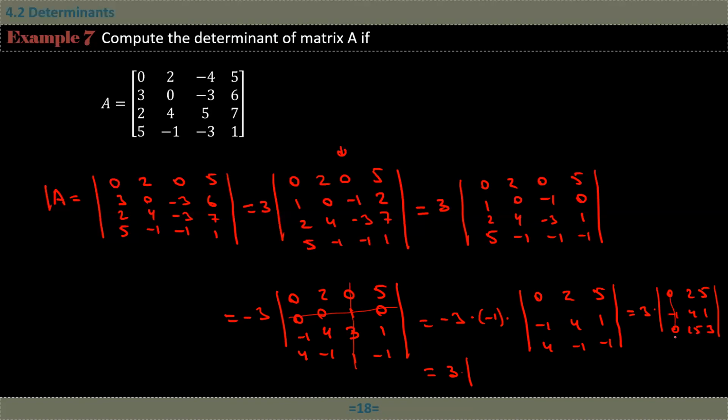And if you delete this row and column, what do we have here? Here we have 2, 5, and 15, and 3, which is equal to 3 times 2 times 3, 6, minus 5 times 15, 75. That's equal to minus, what is it? It is 3 times 69. That's equal to 207. So it is minus 207. So this determinant equals this.